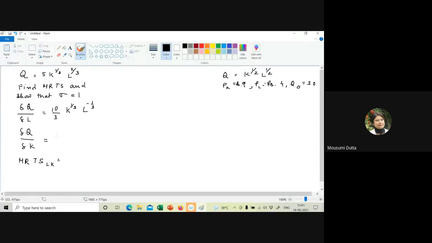And what about MPK? 5 by 3, yes, K to the power minus 2 by 3, L to the power 2 by 3. So what is MRTS LK? I have to divide, 1 by minus 2, 2 by L, 2K by L. This is the value? Yes, ma'am.